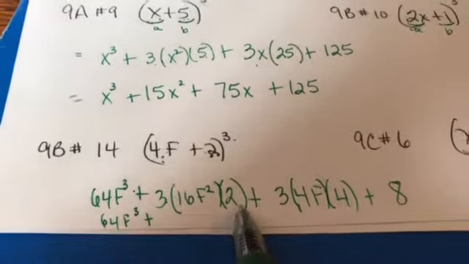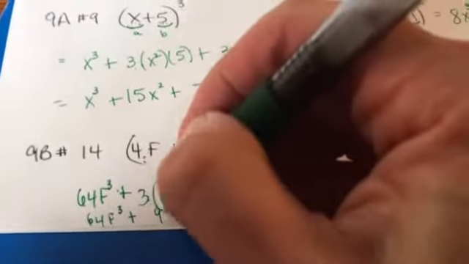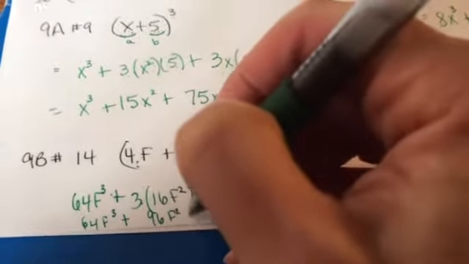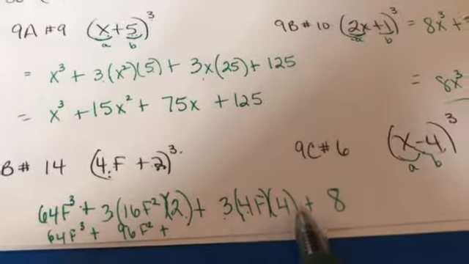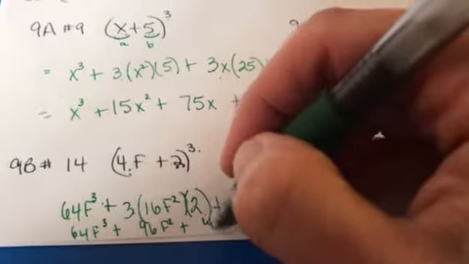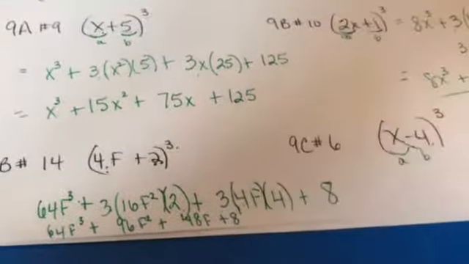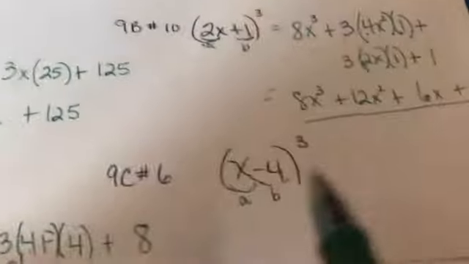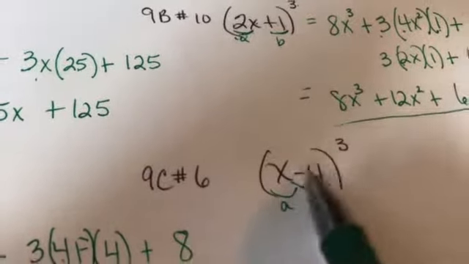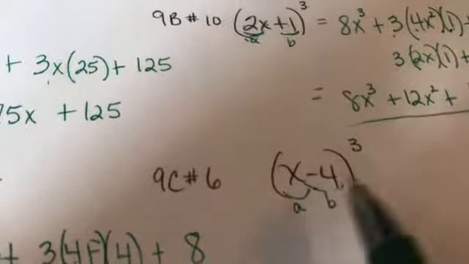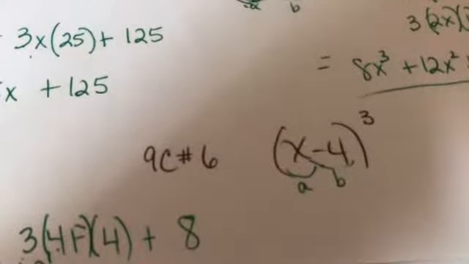3 times 2 is 6. 6 times 16, you can multiply in any order you want, but that should be 96f squared. And then 3 times 4 is 12. 12 times 4 is what, 48? So that'd be a 48f, and then plus 8. And then that's it. So on this one, just be really careful. Like when you square it, it'll be positive, but if you cube it, it's still going to be negative. Try it a little bit, see if you can get it. We can look at it together in class.